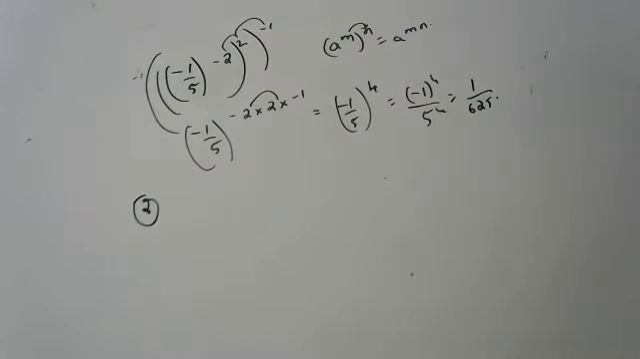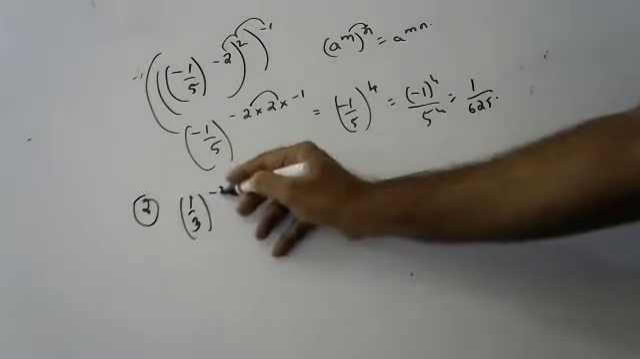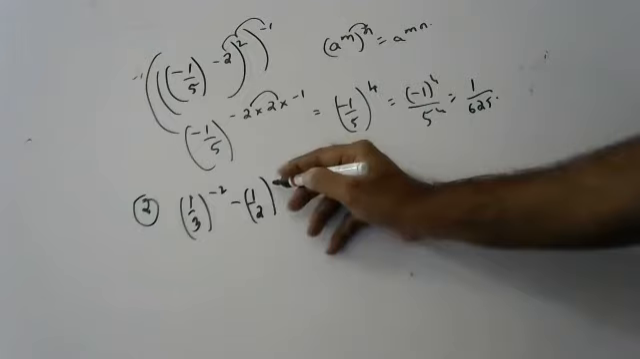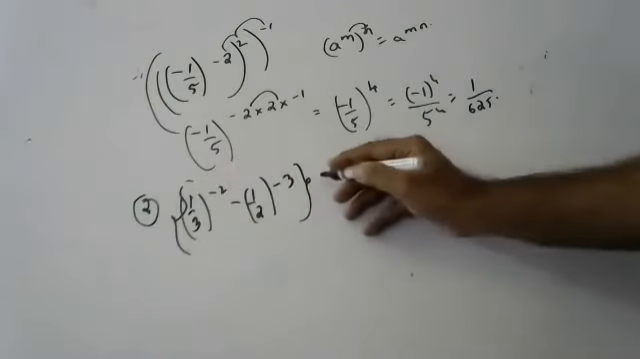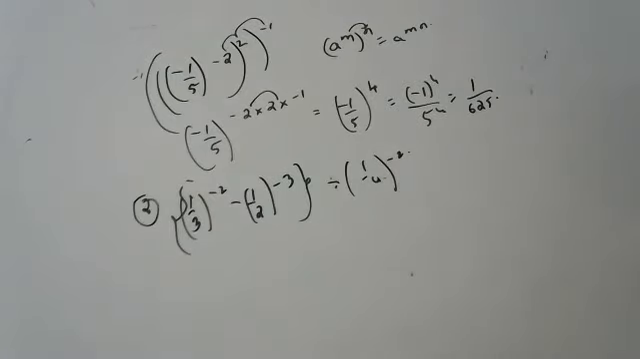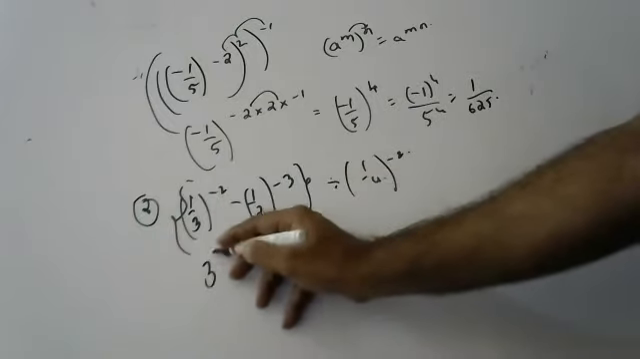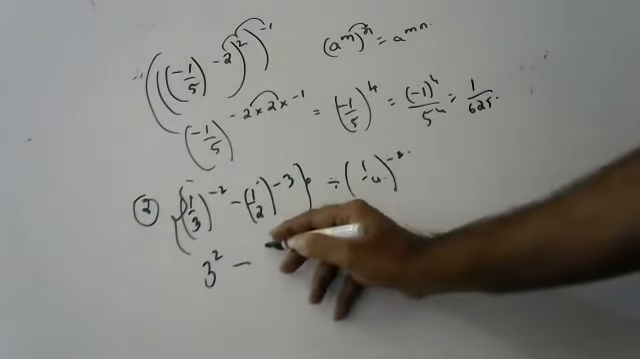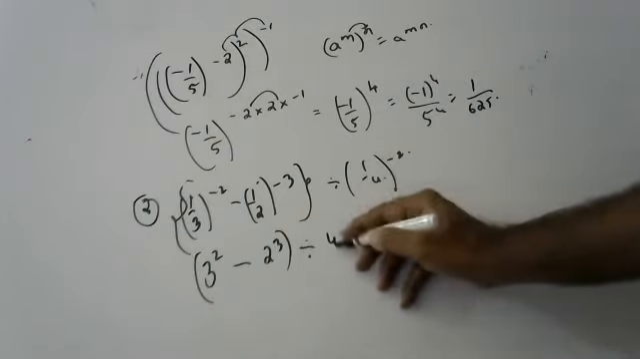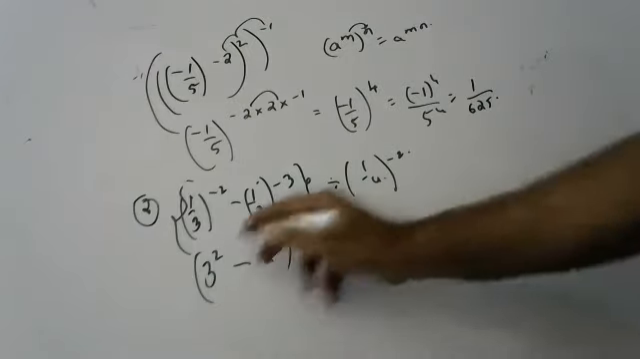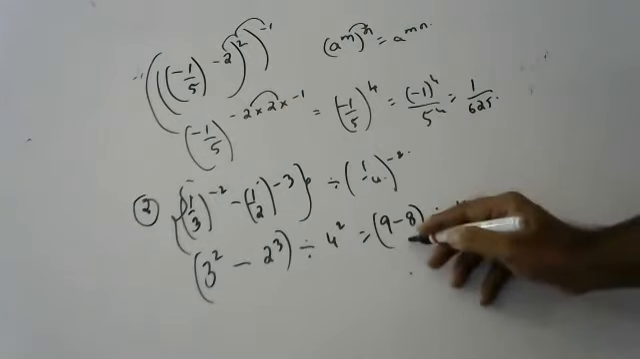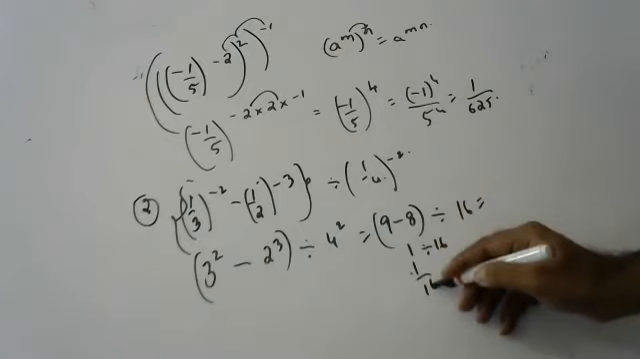Next one, 1 by 3 to the power of minus 2 minus 1 by 2 to the power of minus 3 divided by 1 by 4 to the power of minus 2. Children, please see here. This if you reverse, minus 2 will become plus 2. This you reverse, minus 3 will become plus 3. This you reverse, minus 2 will become plus 2. 3 square is 9, 2 cube is 8, divided by 4 square is 16. That is 1 divided by 16. That is 1 by 16 is the answer.